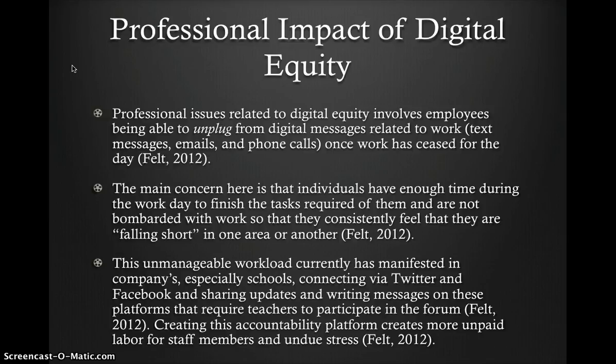This unmanageable workload currently has manifested in companies, especially schools, connecting via Twitter and Facebook and sharing updates and writing messages on these platforms that require teachers to participate in the forum. Creating this accountability platform creates more unpaid labor for staff members and undue stress.